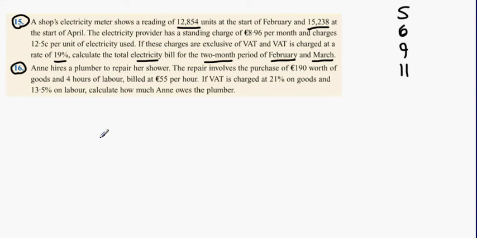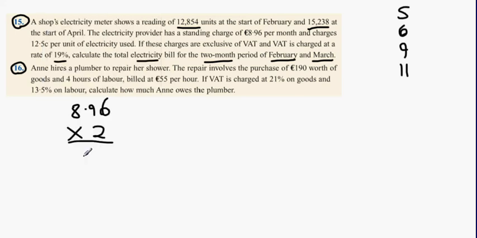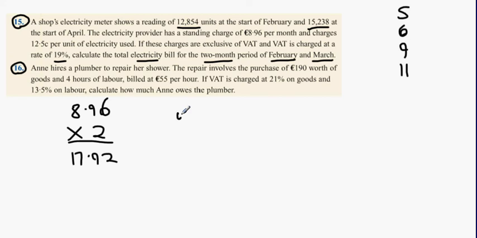Okay, so the standing charge is going to be 2 multiplied by 8.96, which is 17.92. So that's 17.92 euro. And then how many units have we used? We've used 15,238 minus 12,854. We got 2,384.